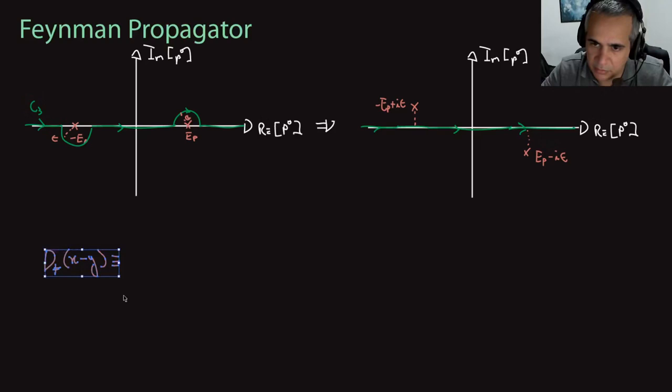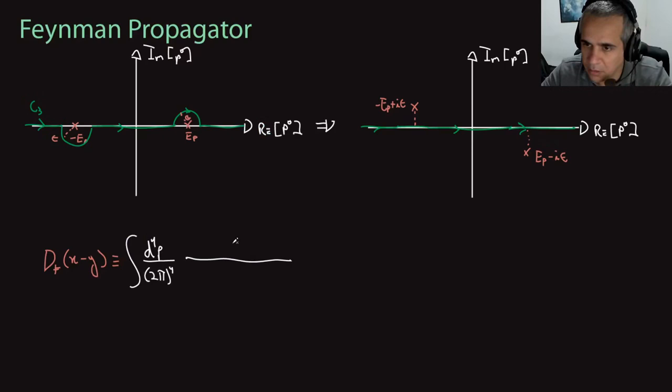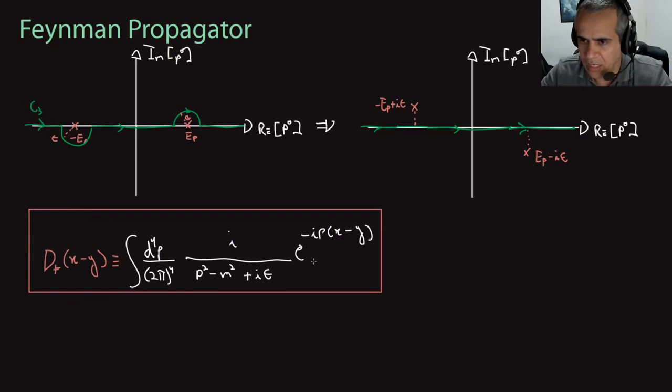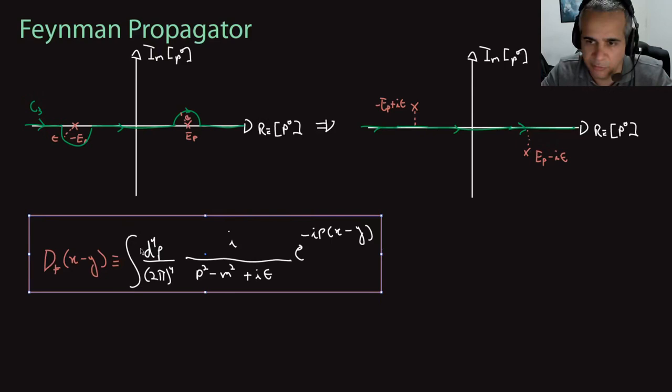So this guy is just the integral d^4p over (2π)^4, i over p² minus m² plus iε, times the exponential of minus i p (x minus y). And this is the advantage of writing it like that, because then I don't have to specify the path of integration. This is really the real axis for p0. This integral now is just from minus infinity to plus infinity in all four momenta, right?